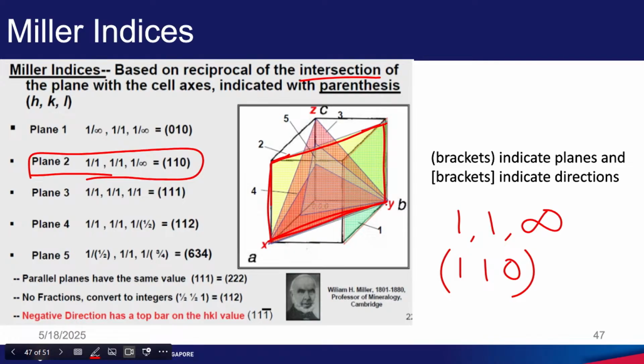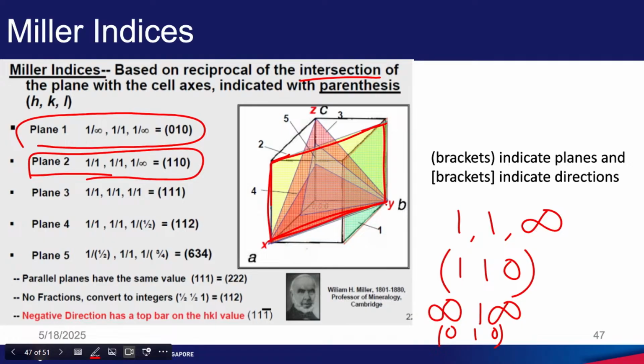Similarly, take plane 1: it is meeting x at infinity, it is meeting y at 1 and it is not touching z. So, infinity, 1, infinity. The reciprocal will be 0 1 0. So, plane 1 is 0 1 0. This is how we derive the Miller indices. So, when we talk about XRD, the normal brackets indicate crystalline planes and the square brackets indicate directions.